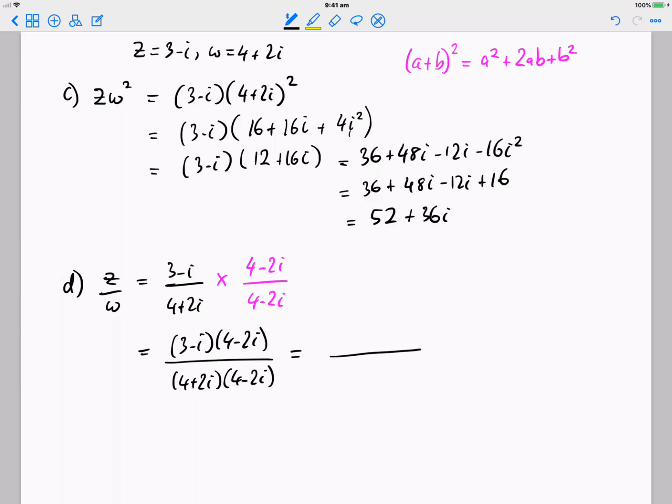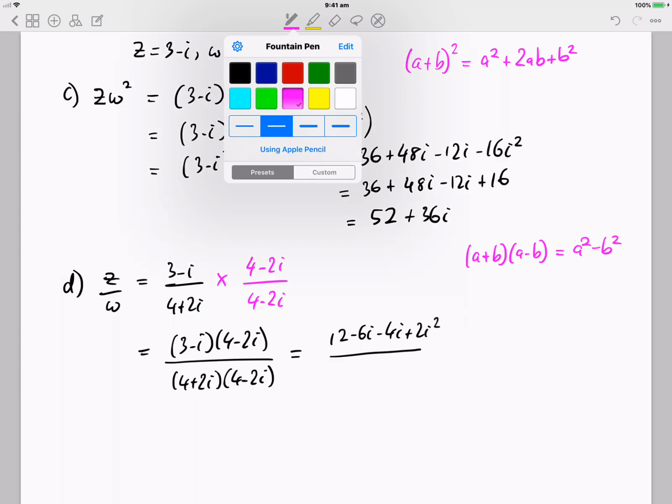on the top, if I expand brackets, I get 12 minus 6i minus 4i plus 2i squared. Now on the bottom, notice I have a difference of 2 squares. The denominator is in the form of (a plus b)(a minus b), which, remember, gives you a squared minus b squared.